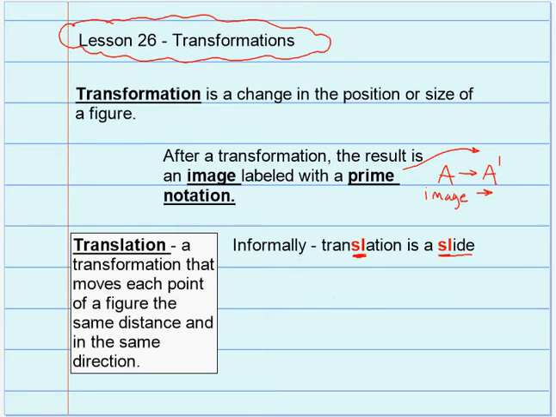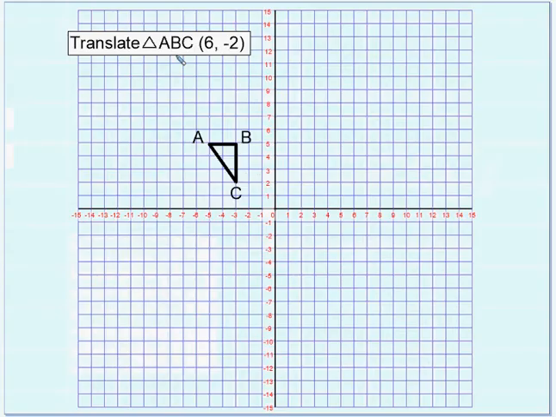Okay, so let's do a translation. We are going to translate this triangle, triangle ABC, 6, -2. Now there are different ways to show this translation, but our book is going to use this notation, and what that means is we are going to have a horizontal shift and we are going to have a vertical shift. The horizontal shift corresponds to the X coordinate here, and the vertical shift corresponds to the Y coordinate.